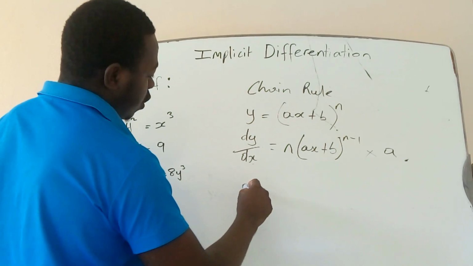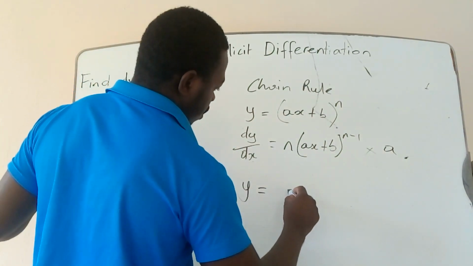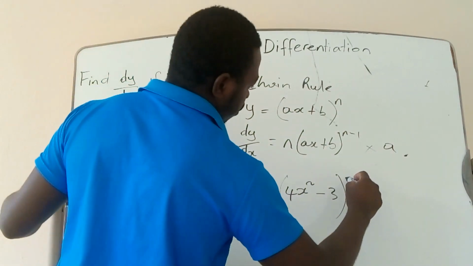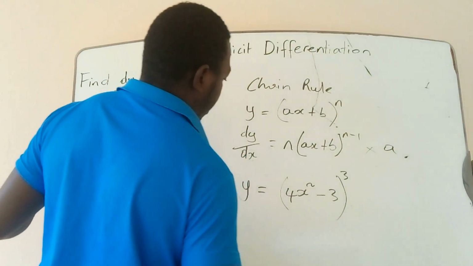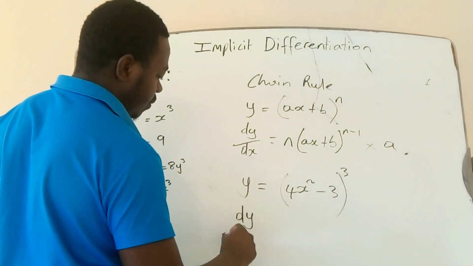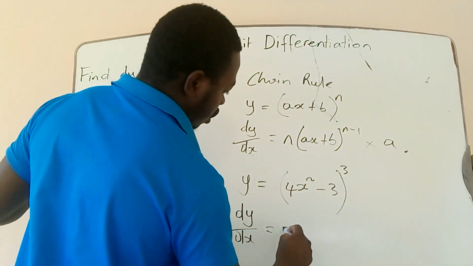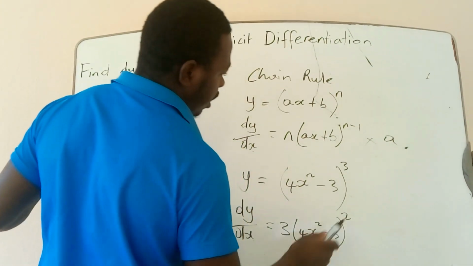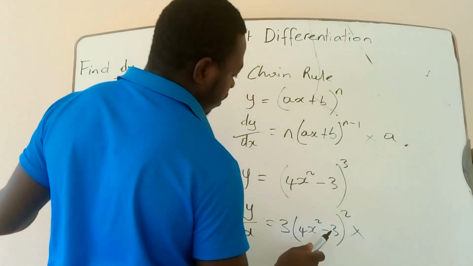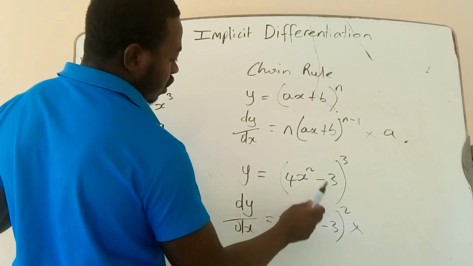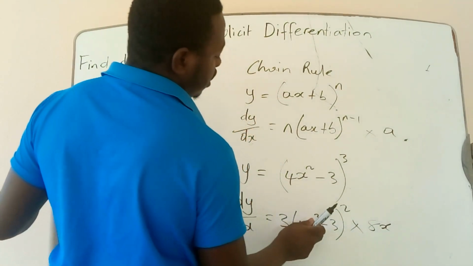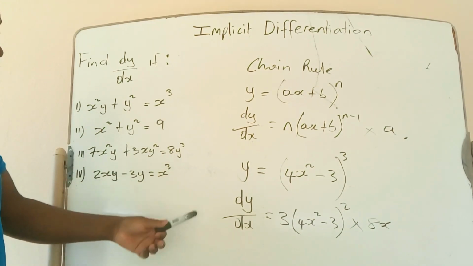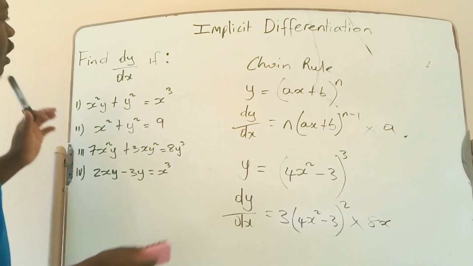Now, let's say you have a function y which is equal to (4x squared minus 3), all of that in bracket raised to the third power, and you are asked to differentiate that. Then dy by dx is equal to 3 times (4x squared minus 3) to the second power, because if you subtract 1 from 3 that gives 2, times the differential of the inside of the bracket. If you differentiate 4x squared, that gives you 8x. Differentiate minus 3, that gives you 0. So that's how you would use the chain rule.